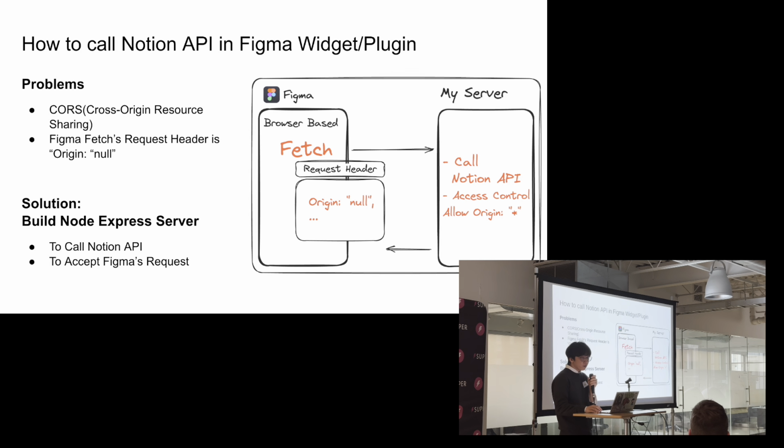But what is the origin when you fetch from a Figma plugin or widget? As you can check in the developer documentation of Figma, it was null. Figma recommends calling APIs only if the Access-Control-Allow-Origin header value is set to asterisk, which means allowing all origins. Therefore, I quickly resolved this issue by building my own server using the tech stack, Node and Express, I was most familiar with.